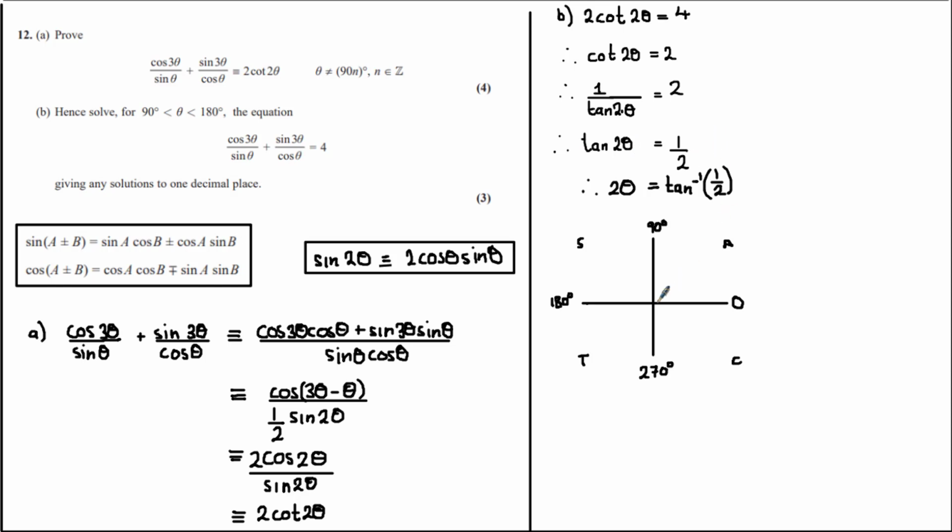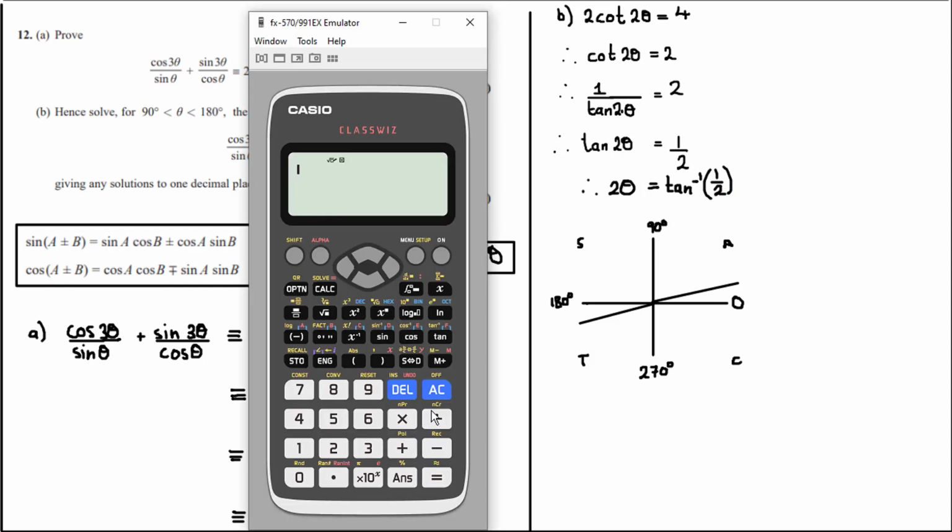And therefore our reference lines would fall in the all quadrant where all angles are positive and the tan quadrant where only tan is positive. We can now work out our reference angles by calculating this value here, tan inverse of a half. So using the calculator, tan inverse of a half, 1 over 2, is equal to 26.56 and so on.